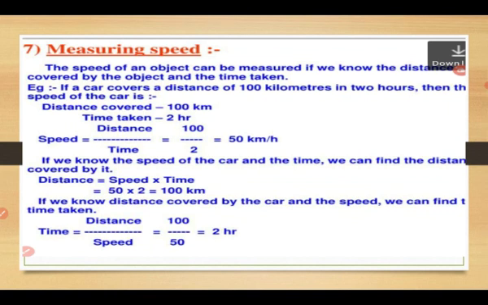If we know the distance covered by the car and the speed, we can easily find the time taken. The formula for time is distance upon speed. Here we know the distance covered by the car is 100 km and speed is 50 km per hour. According to the formula, distance upon speed, we get the time equal to 2 hours.